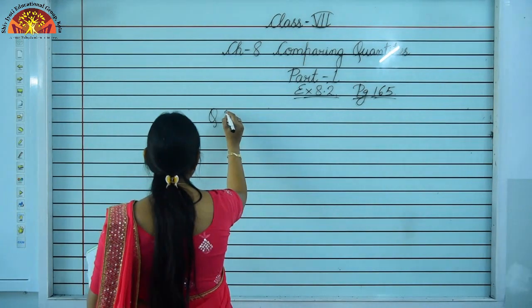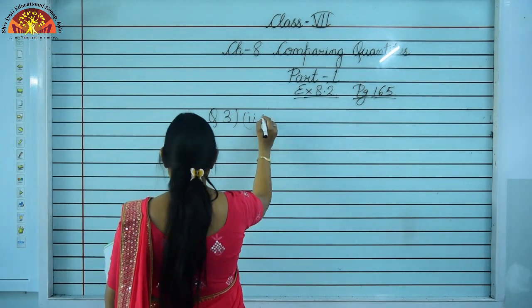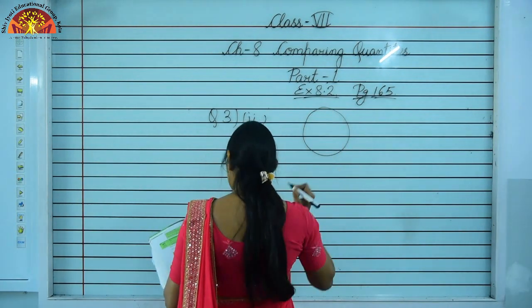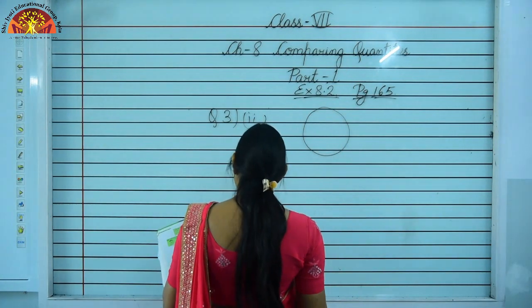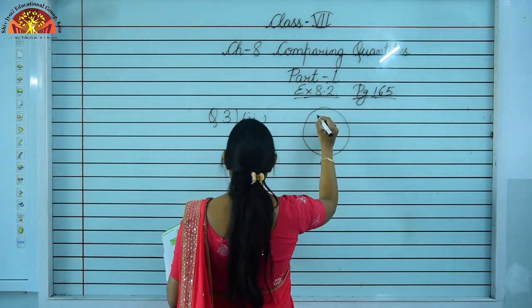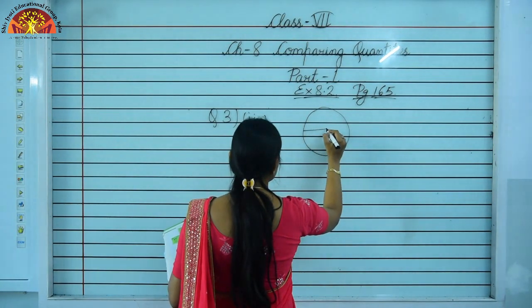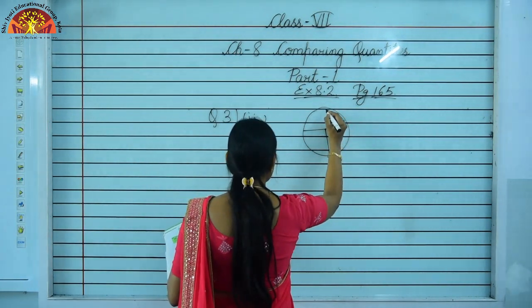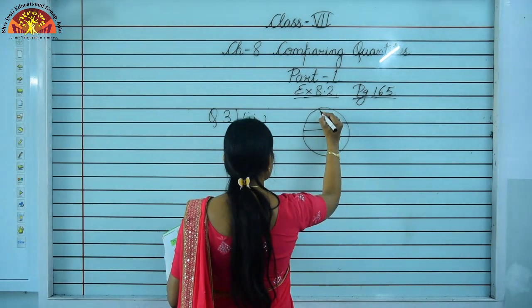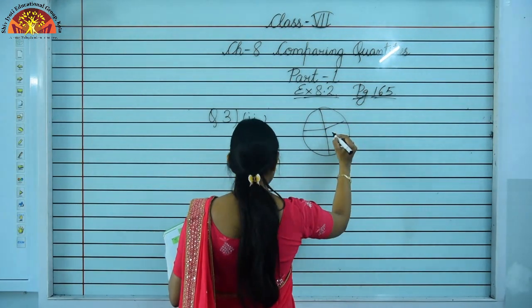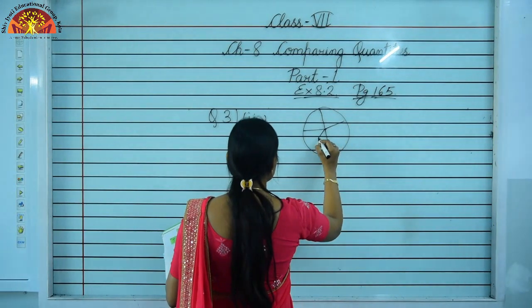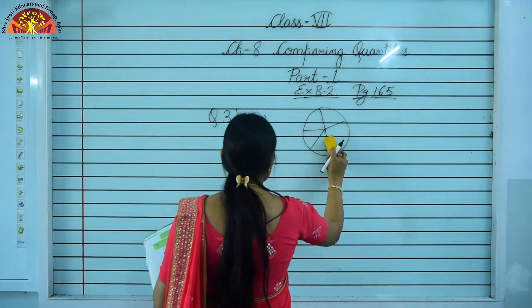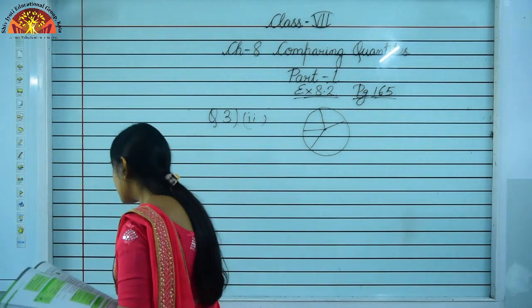First of all, we'll draw the figure. You can see children that this figure is being divided into 5 equal parts. So we'll just divide it. This is the center of the circle. Okay, I'm just drawing the rough figure over here. So children 1, 2, 3, 4, 5. I've just drawn the rough figure children. Actually these are the equal parts.